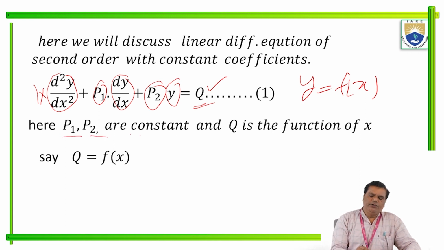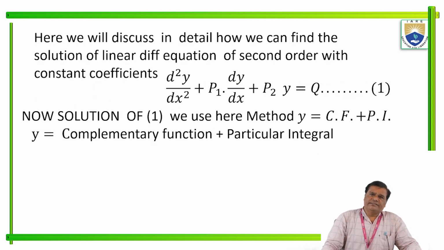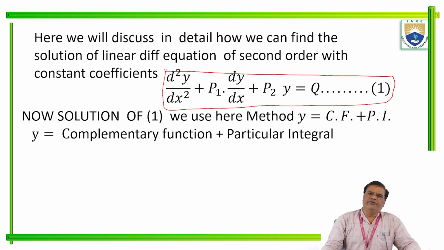Here P1 and P2 are constants. Constants means numbers whose value never changes. And q is some function of x, say q equal to fx. Here we will discuss in detail how we can find the solution of linear differential equation of second order with constant coefficients. This is equation 1, the general linear differential equation of second order with constant coefficient.